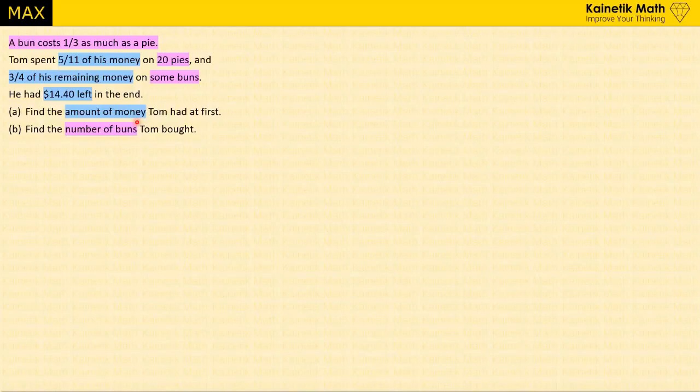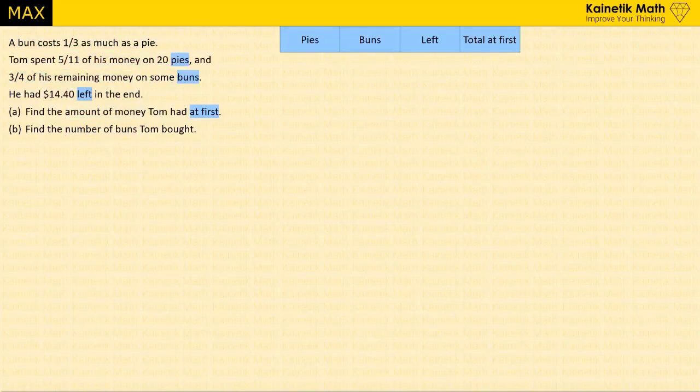Okay, so I'm going to put it into this table where we just keep track of the different portions of the story. We have the portion spent on pies, the portion spent on buns, and the portion that's left. Then of course, when we add all these portions together, it will give us the total amount of money that Tom had at first, and that's exactly what we want to find in part A. Once we get this sorted out, we can then look at those statements and fill in the information.